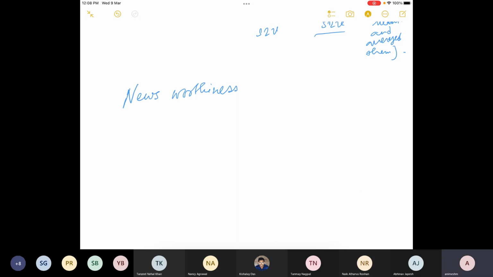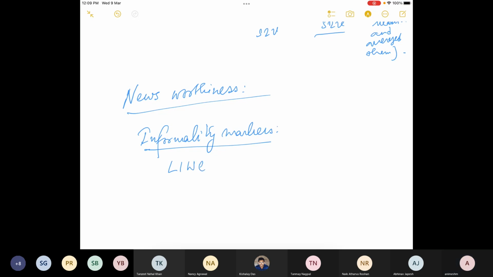Basically, as the name suggests, we are trying to ascertain how newsworthy the headline actually is. So a clickbaity article will attract eyeballs with some special markers. Now, these markers are called informality markers. Okay, so what are some of these informality markers? Now, these are again obtained using the LIWC dictionary. If you recall, I told you the name of this dictionary.